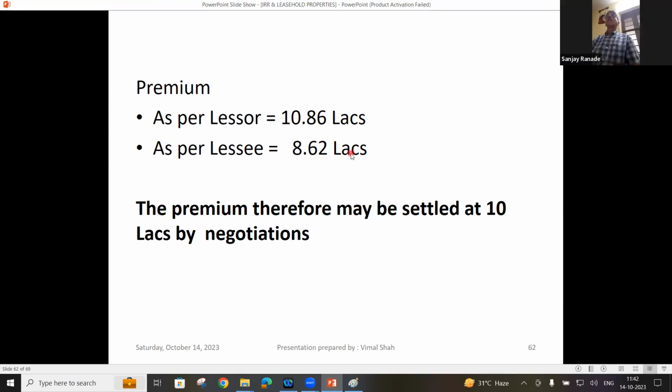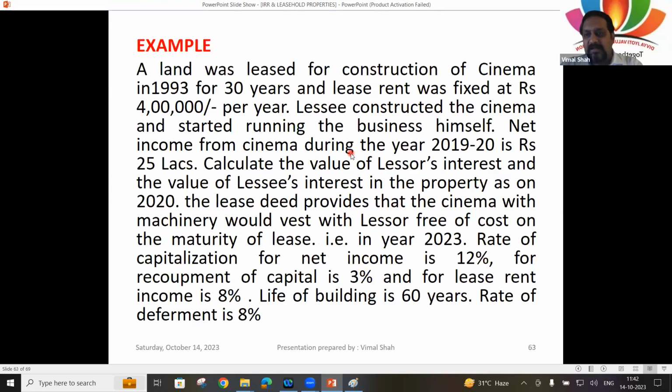Right? Okay, we'll take one more example that would be a practical kind of example for leasehold properties. This is the last example I'll be taking today. Then we'll take the question answer session. It's a lease of a cinema. A land was leased for construction of cinema in 1993 for 30 years, and lease rent was fixed at 4 lakh rupees per annum. The lessee constructed the cinema and he started running the cinema himself.